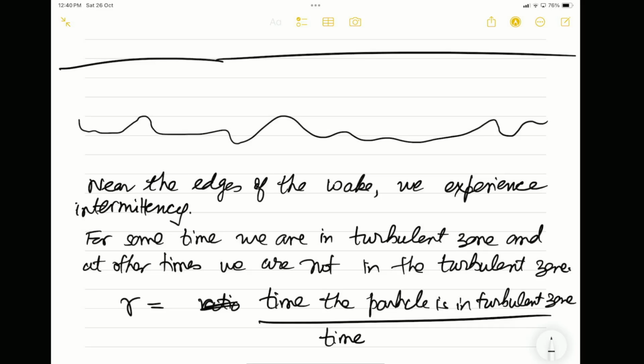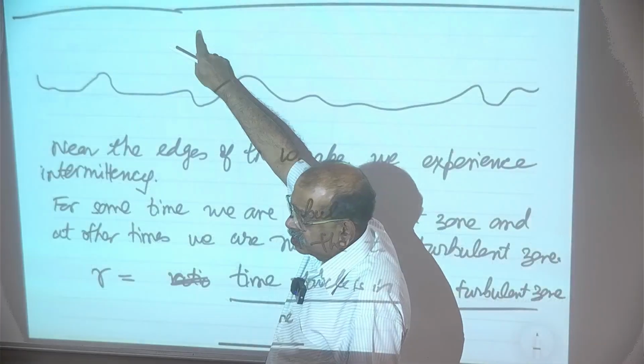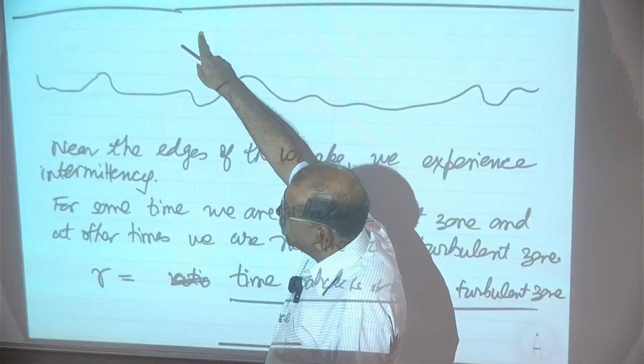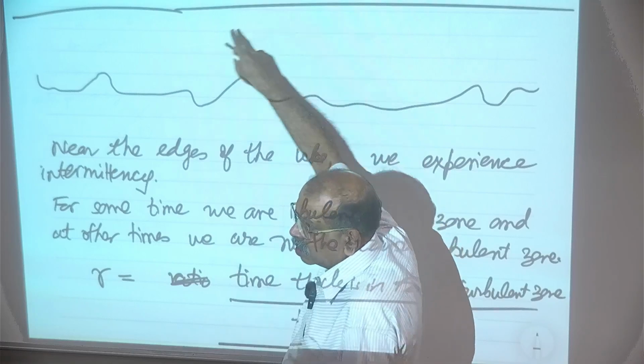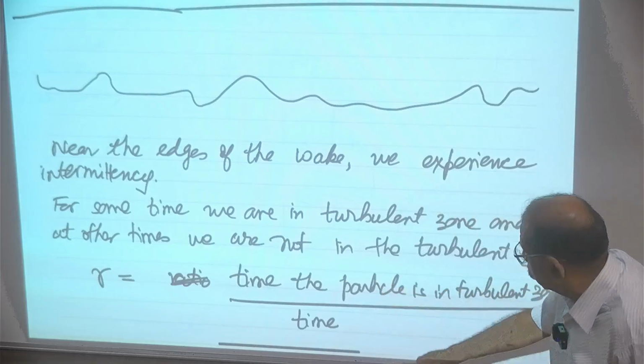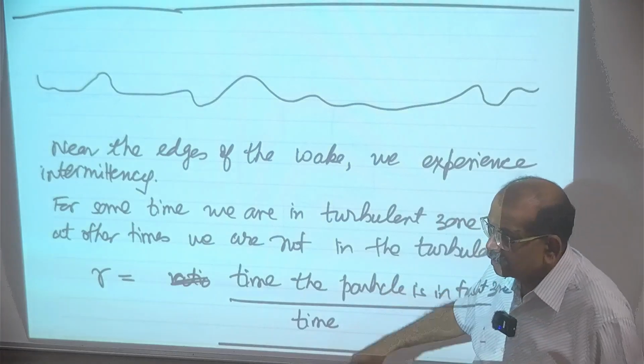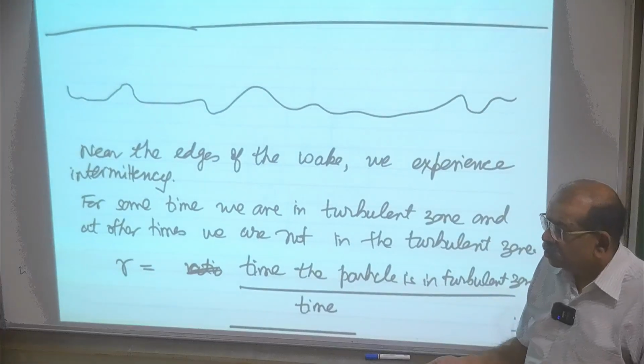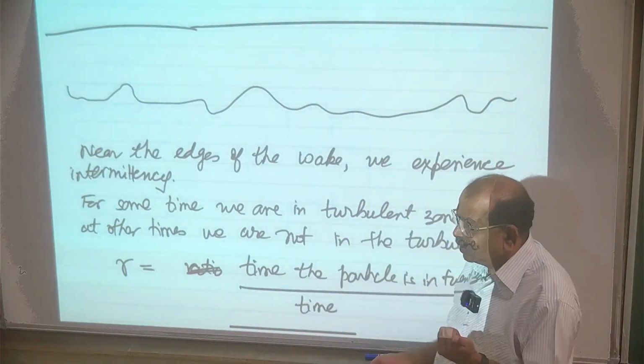So if I am close here, what will be the intermittency? If I am at this location, as I go down, I am always in the turbulent zone. So the time I am in the turbulent zone and the total time are both the same. So intermittency will be 1.